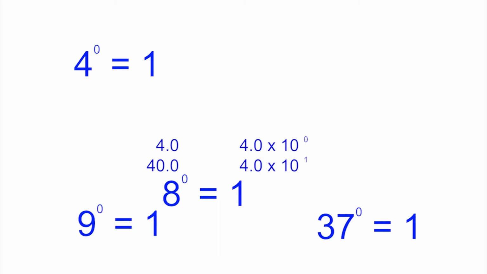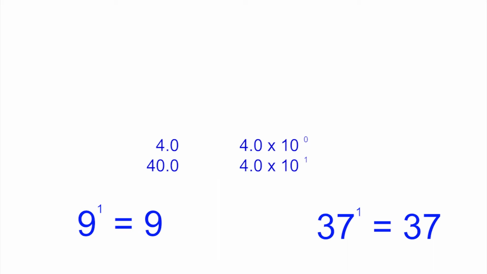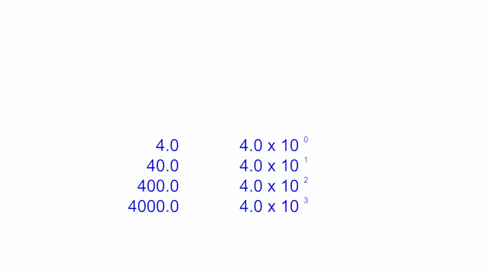Oh, and there's another thing. Any number raised to the power of 0 is 1, and any number raised to the power of 1 is itself. Let's continue with the sequence and see the pattern. 40 is 4.0 times 10 to the power of 1. 400 is 4.0 times 10 to the power of 2. 4,000 is 4.0 times 10 to the power of 3.